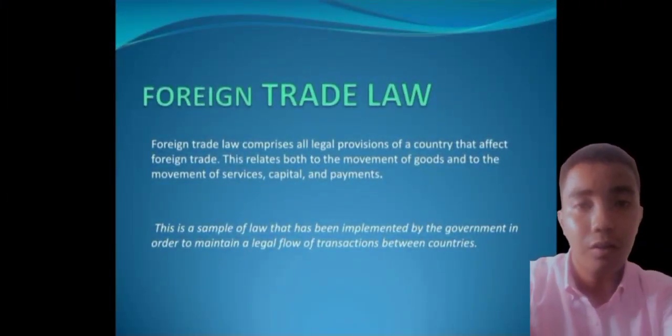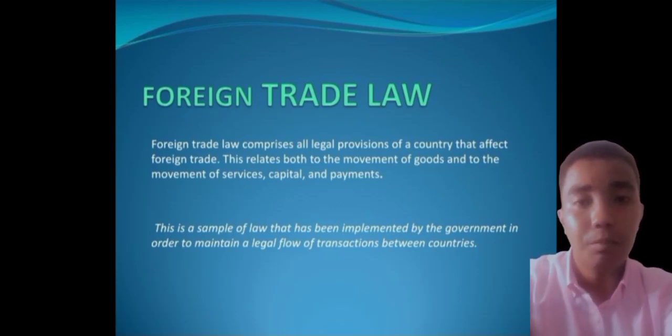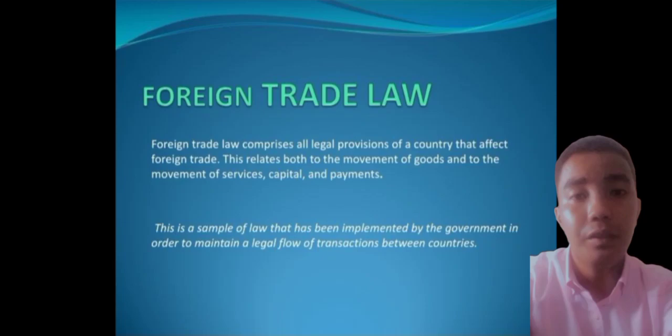Foreign trade law. Foreign trade law comprises all legal provisions of a country that affect foreign trade. This relates both to the movement of goods and to the movement of services, capital, and payments. This is a sample of law that has been implemented by the government in order to maintain a legal flow of transactions between countries.